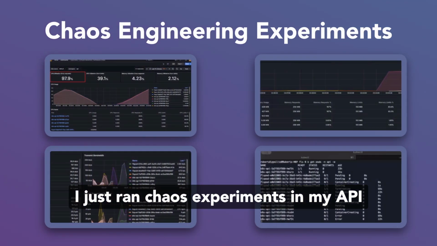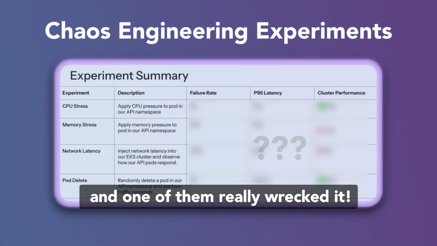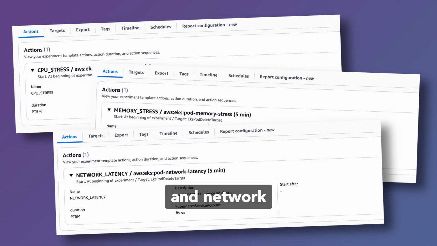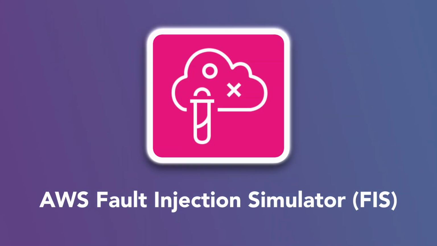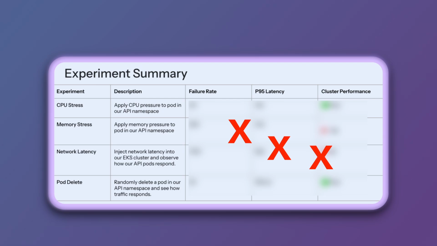I just ran chaos experiments in my API running in our EKS cluster under load, and one of them really wrecked it. In this video, we'll replay compute, memory, and network failures using AWS Fault Injection Simulator. And I'll show you the exact experiment that had the worst impact on our cluster.